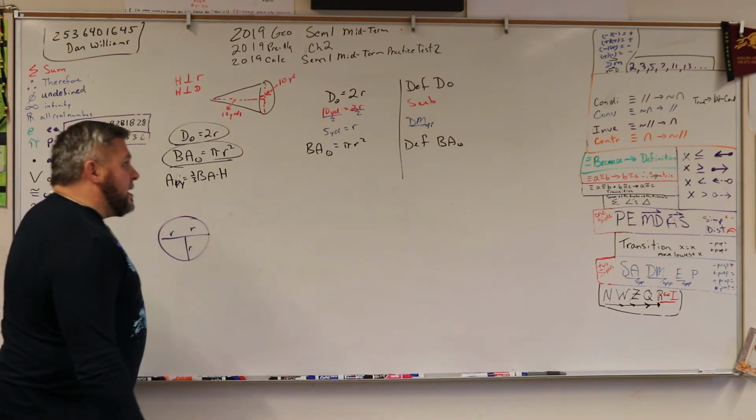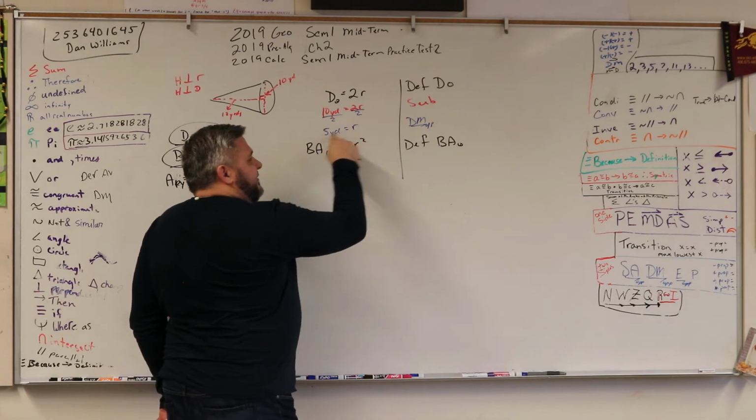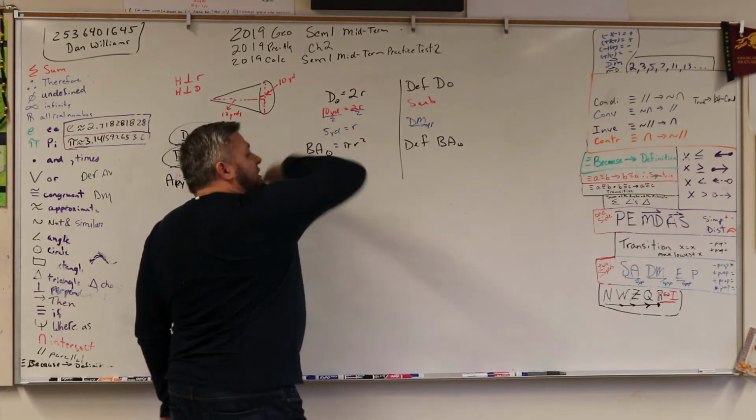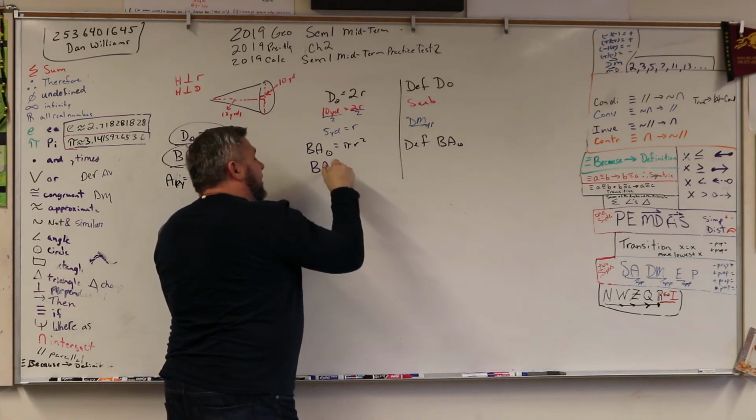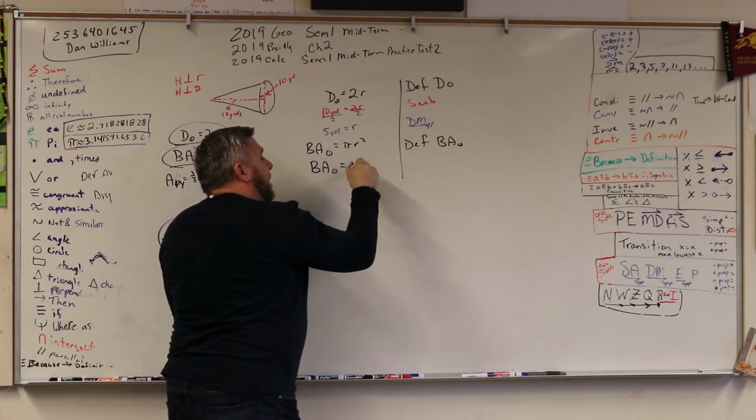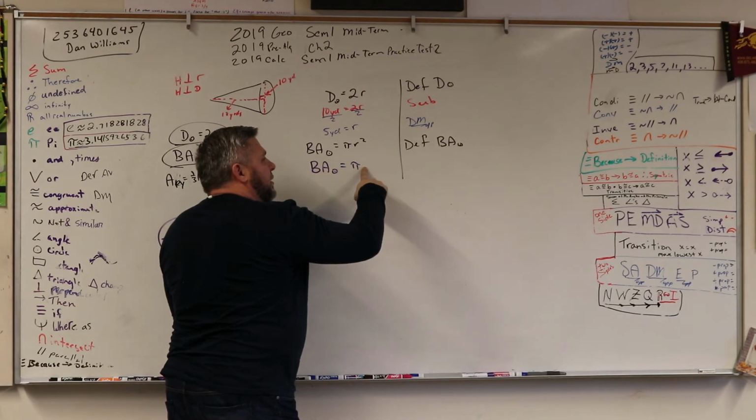All right? Now, again, R is 5. So we're just going to plug that in. We're just going to say, the base area of a circle is equal to pi times what's R?